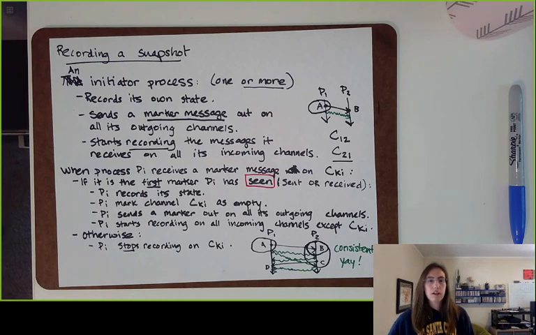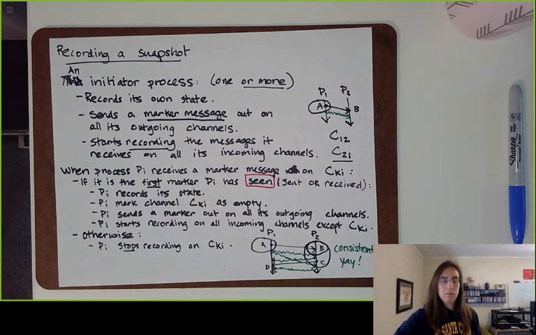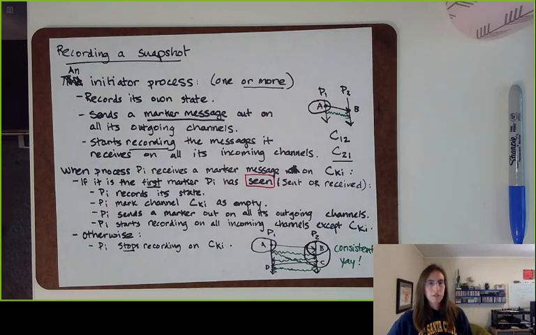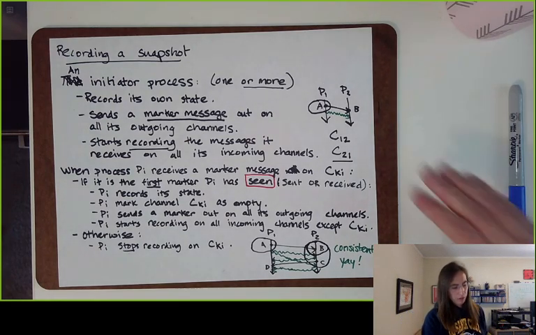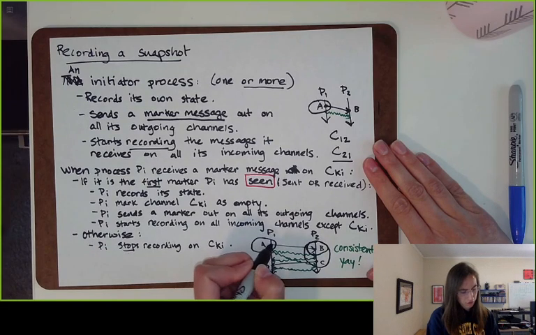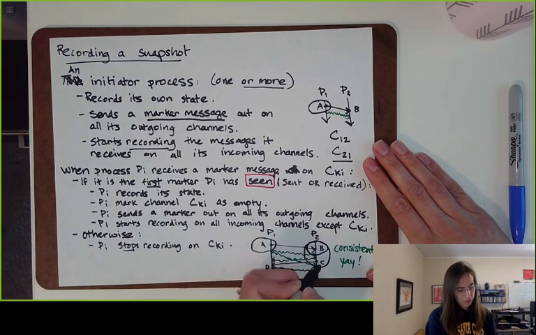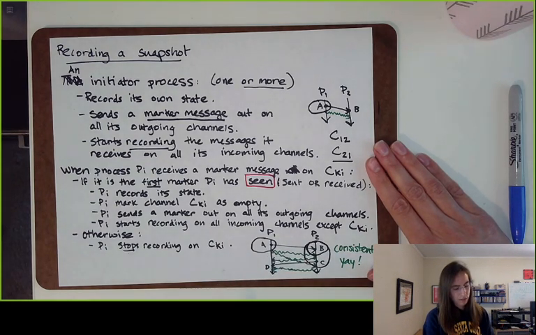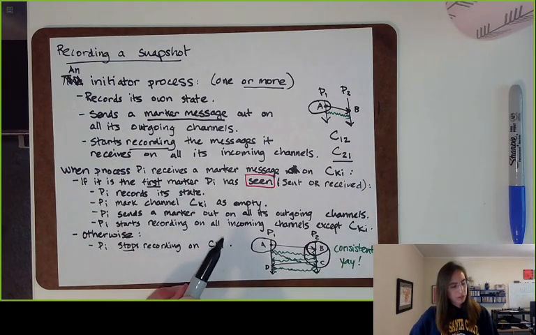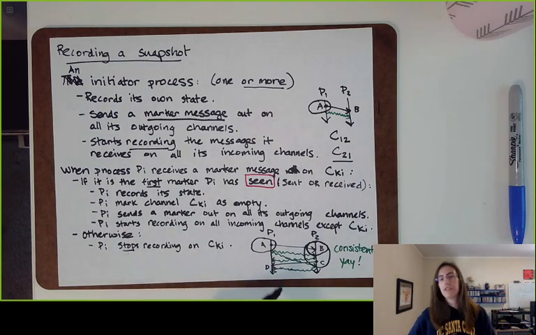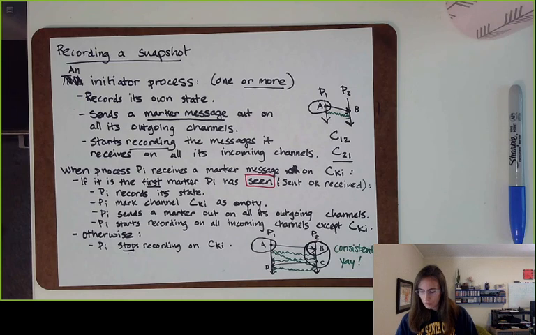Somebody asked a question in chat about what exactly gets recorded in a snapshot. So what we're recording are the events. So the events A and B and C get recorded in this snapshot. Or had this marker message come along earlier, we would just record A and B. If you're recording in a channel, then those are messages that are being recorded. But the thing that gets circled here is events. Questions about this so far?